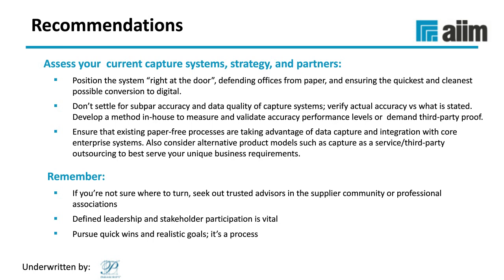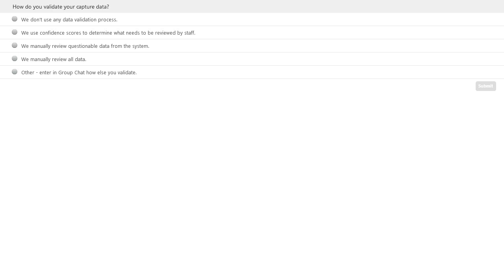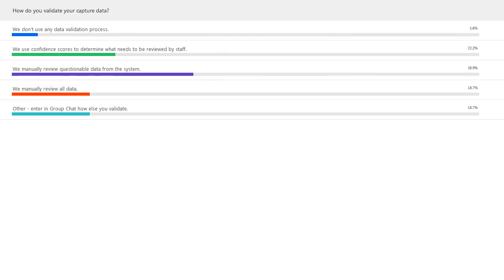But just before that, I please invite you to return to your keyboards for another poll question, which I will go ahead and read the answer set to you now. And this question is asking, how do you validate your capture data? And the answer choices: we don't use any data validation process. We use confidence scores to determine what needs to be reviewed by staff. We manually review questionable data from the system. We manually review all data, or other. Please, at this time, enter in group chat how else you would approach validation. Okay, I'll give a moment. Excellent, thank you.